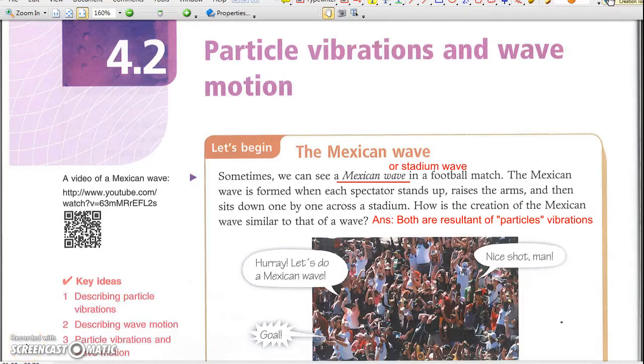Chapter 4.2 Particle Vibrations and Wave Motion. From the discussions of last chapter, you should have noticed that wave motion is formed by a series of particle vibrations. So, how are the particle vibrations and wave motion related? And how are the vibrations of different particles related?